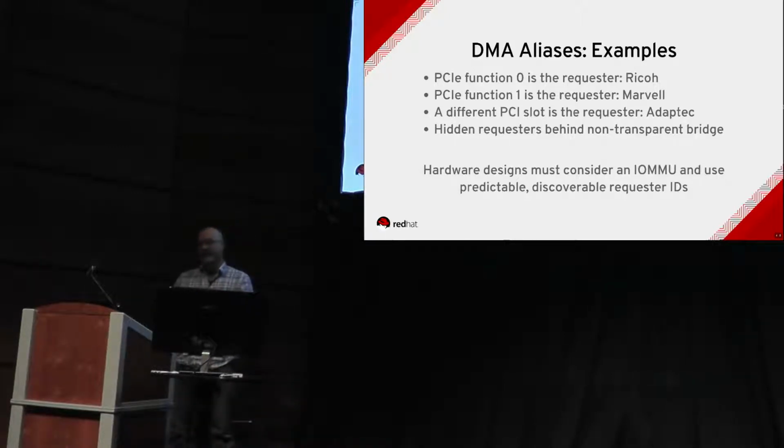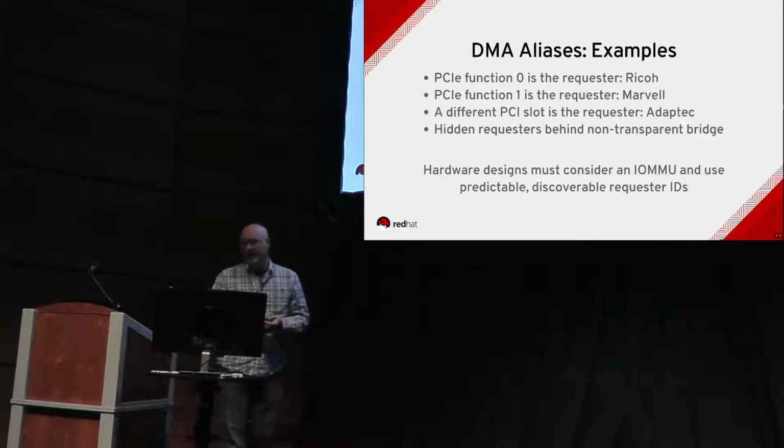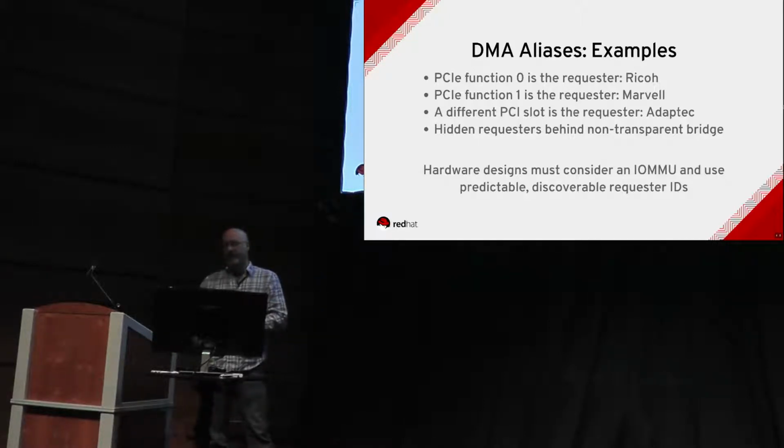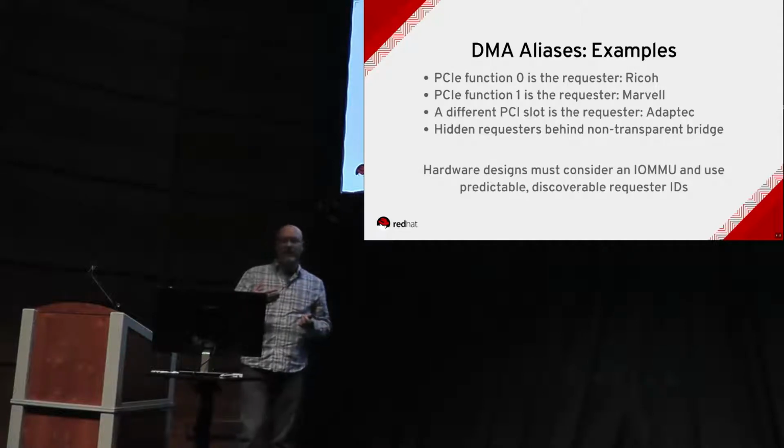There's an example of an Adaptec device where it makes use of a bridge, and actually not only is the function wrong, the slot number is wrong. And then we also have non-transparent bridges. And this is probably the one that is continuing to be an ongoing problem. Typically, when you have a PCI bridge, you can discover the devices downstream and you can enumerate those devices. When you have a non-transparent bridge, you cannot see the devices on the other side.